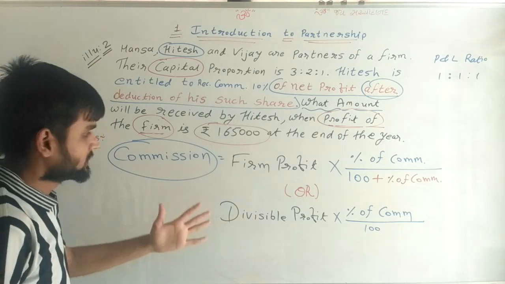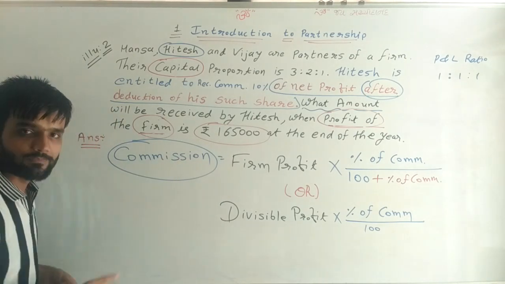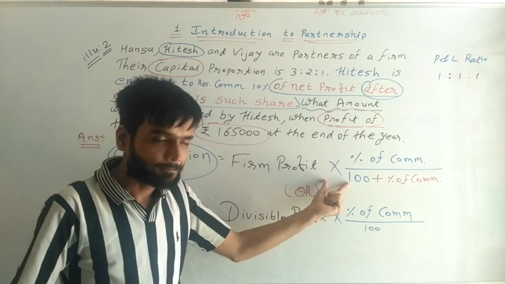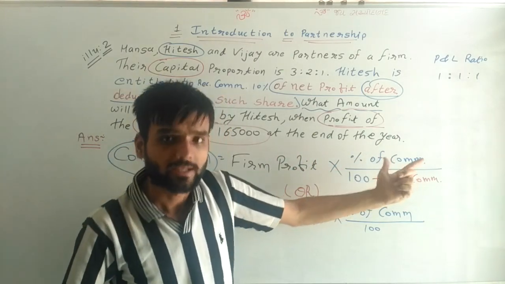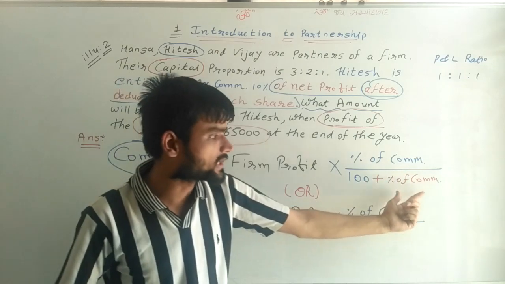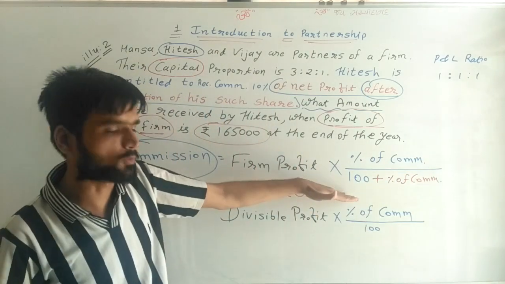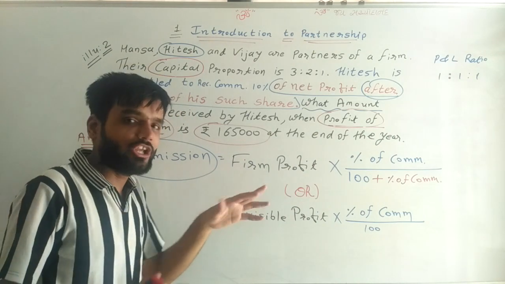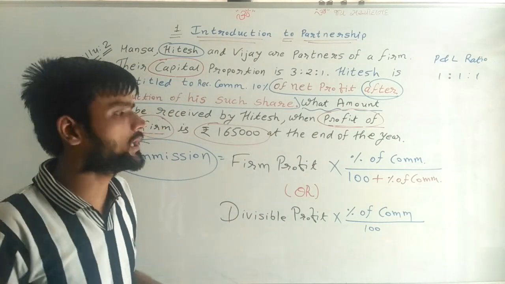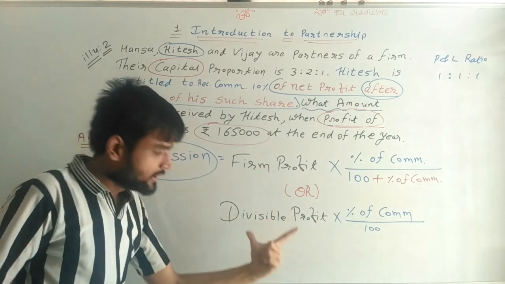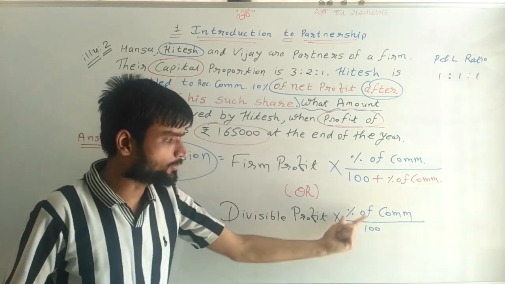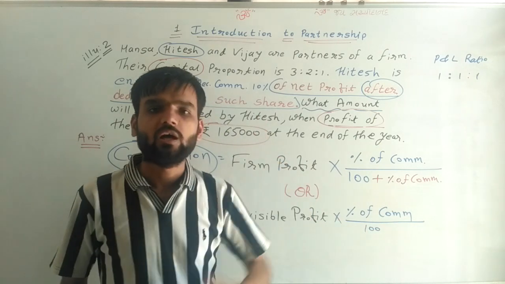Now, sir, to calculate commission: firm profit multiplied by percentage of commission divided by 100 plus percentage of commission. This is the first formula, whenever firm profit is available. Or if firm profit is not available and divisible profit is available, then divisible profit into percentage of commission divided by 100.